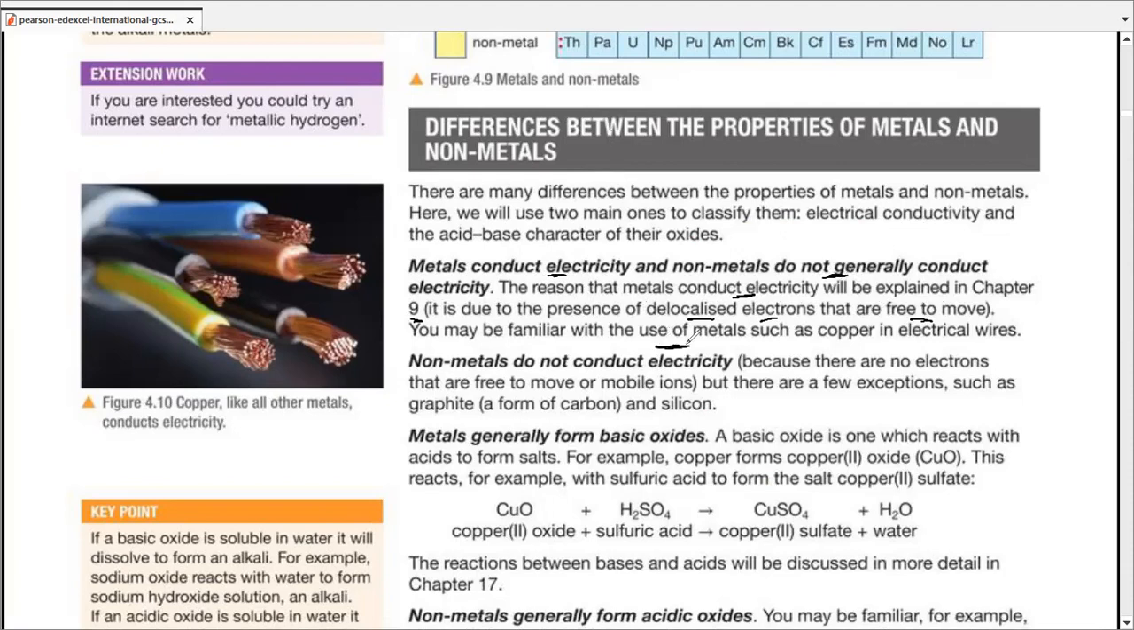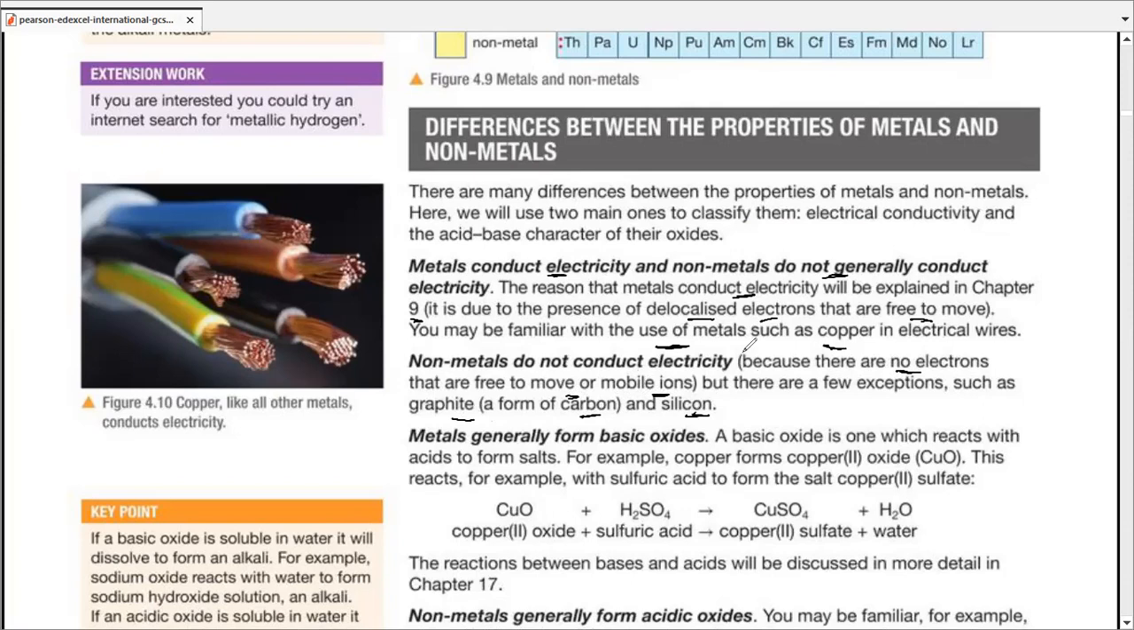So this would be the major use of metals such as copper in electrical wires. Non-metals do not conduct electricity because they don't have any electrons that are free to move. They don't even have any ions free to move. There would be just one exception, graphite, a form of carbon, or silicon, which will be able to conduct electricity. So whenever we put a rule, you might be astonished that chemistry puts a rule and then puts an exception in front of you. So that's going to keep happening.